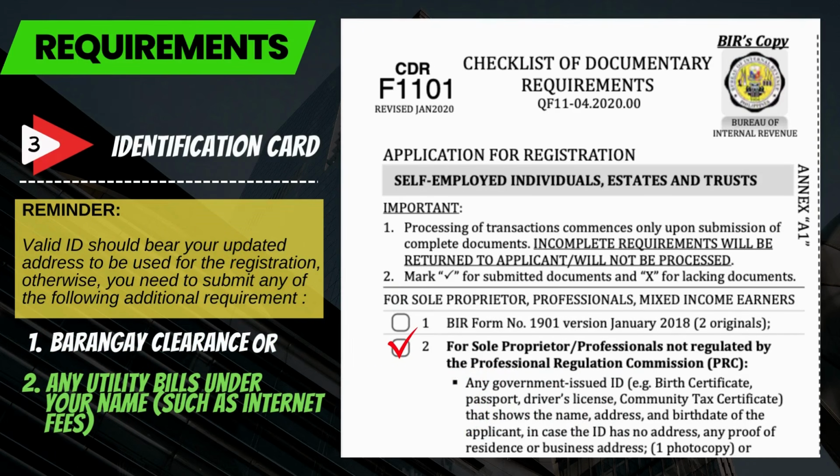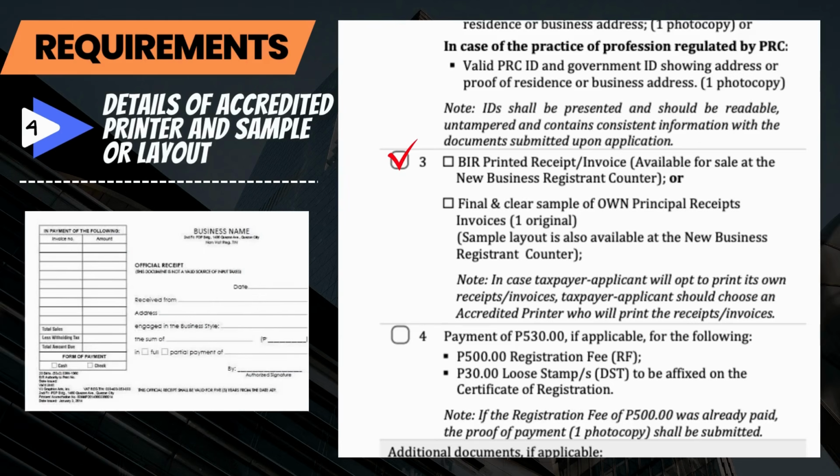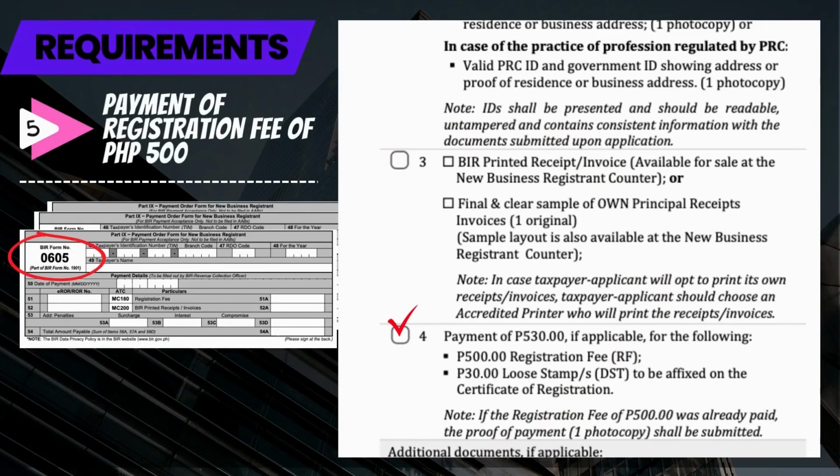The fourth requirement on this checklist is a BIR official receipt sample layout. Do not worry, this can be secured at the BIR office. The BIR officer will be endorsing you to an accredited provider for ease of assistance. But as a reference, we have provided a link of all existing accredited printers from the BIR website. You may contact them to inquire how much it costs and how the printing process goes. Lastly, the requirement for the registration is to pay the registration fee amounting to 500 pesos.